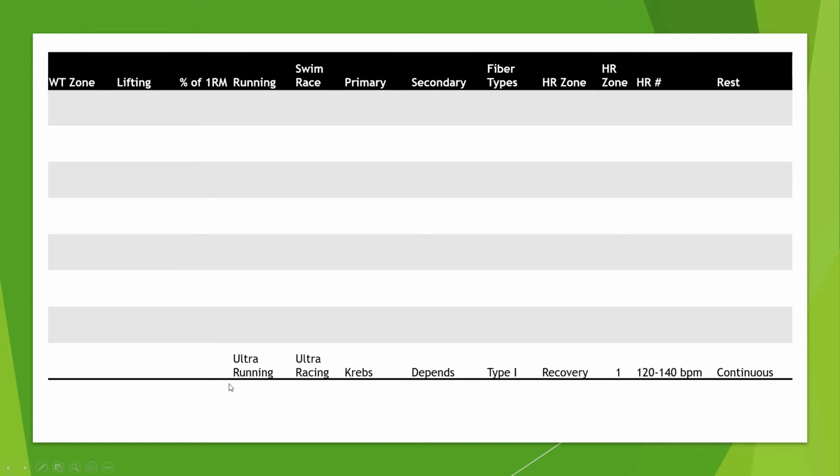Now, you can have a race in this zone, which would be ultra racing or ultra running, whether you're doing a 10K swim, a 50K run, or a 100-mile run. So that's the types of races that you would do in this zone.